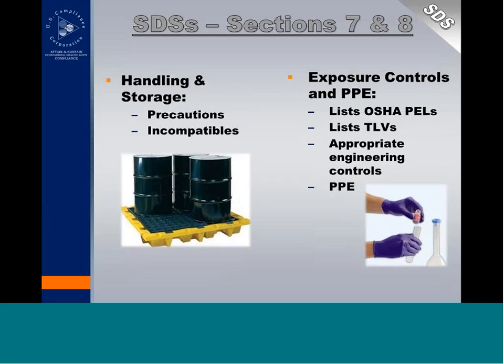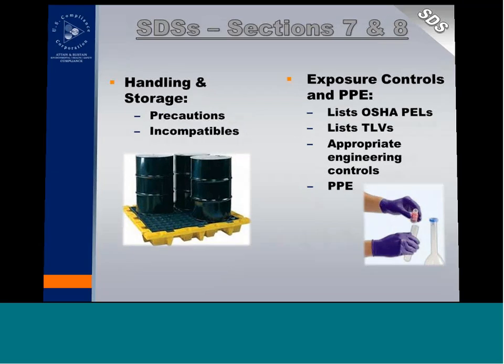Section 7, handling and storage, basic precautions, what the material may be incompatible with. Section 8, your exposure controls and recommended personal protective equipment. So here we will find what those safe limits are for your time-weighted average in the form of PELs and TLVs. What are the appropriate engineering controls, such as do we need an exhaust system installed for this unit while we're using a specific chemical, and what are the PPE requirements.